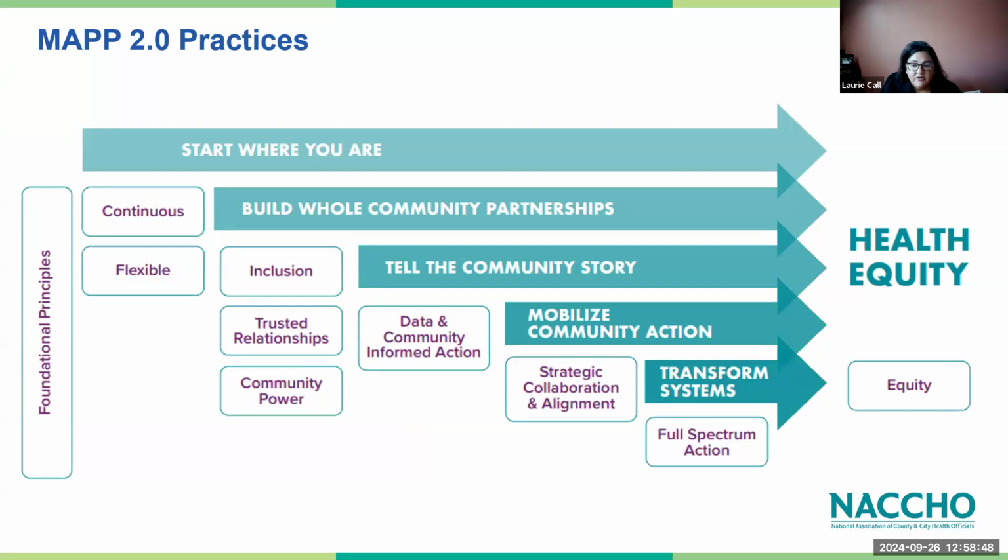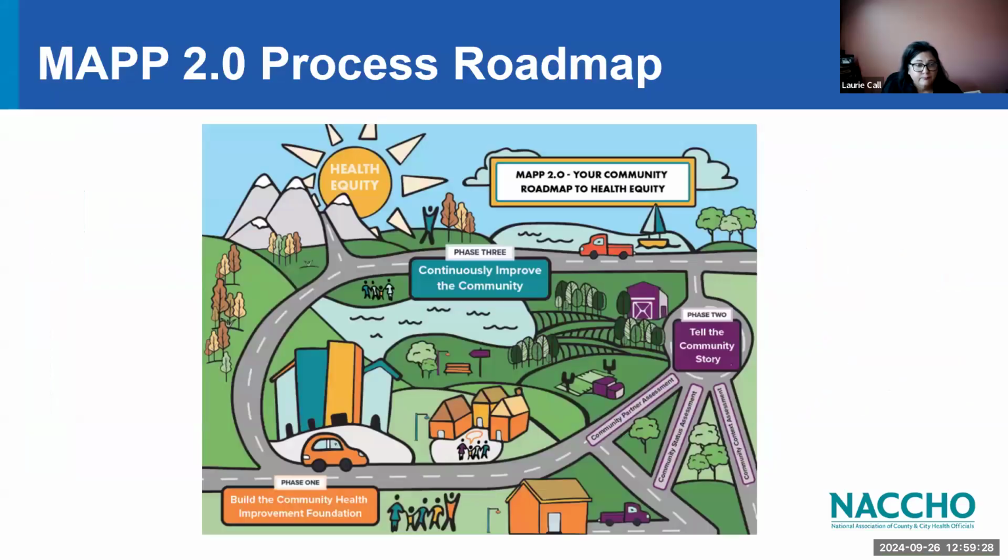Building whole community partnerships is another goal. So you want that to be continuous throughout the process. You're always thinking about who are potential partners that we can engage, where and how we can engage them. You're constantly updating the data to tell the community story. You're at least doing that on a regular basis. You're mobilizing the community for action, for implementation, and for looking at the data and providing data, and ultimately focusing on transforming systems. So policy and systems change, environmental change are huge in the strategies for MAPP 2.0. And of course, we're doing all of this for health equity.